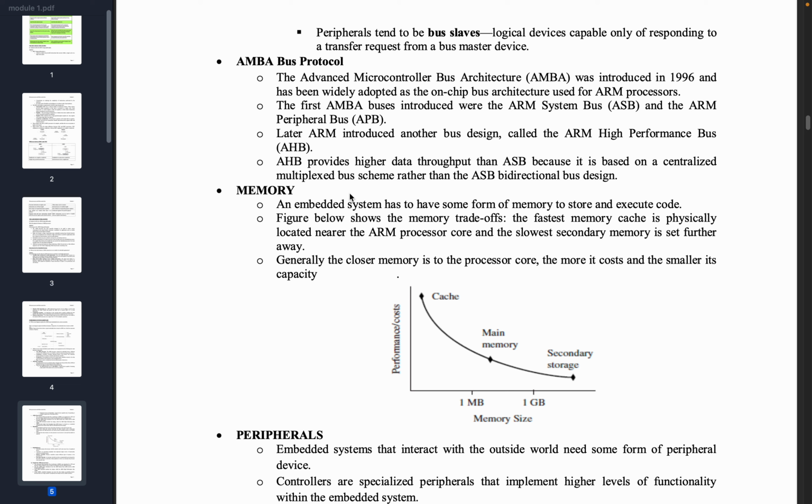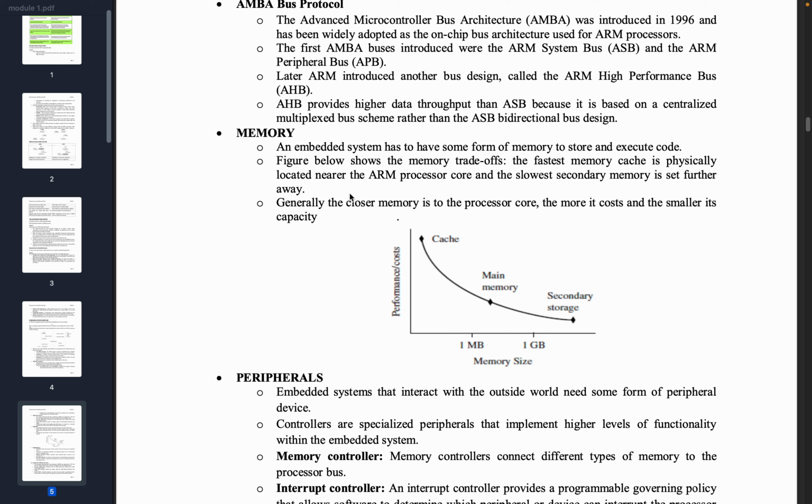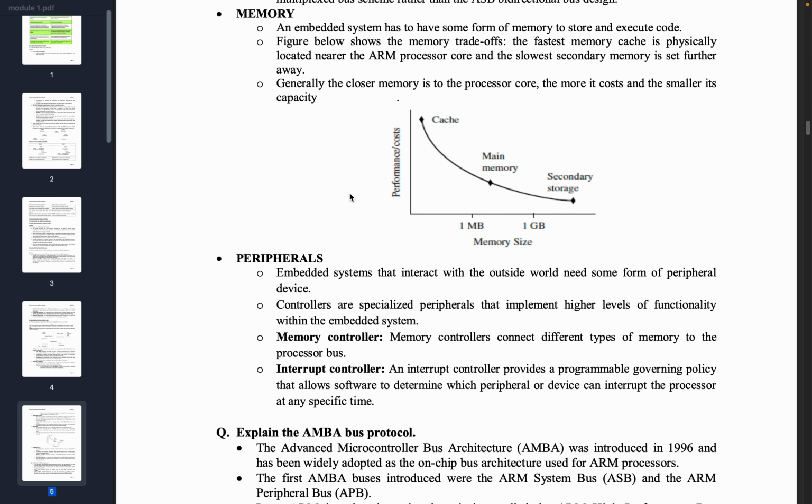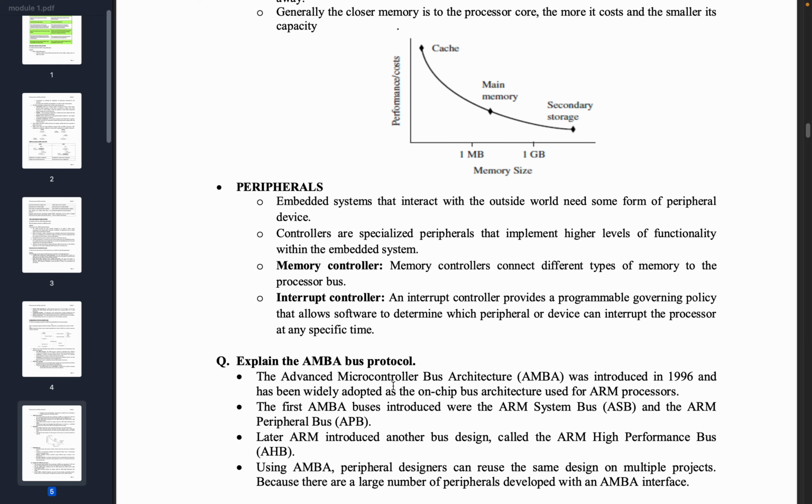Peripherals: an embedded system interacts with the outside world, so it needs peripheral devices. The controllers are specialized peripherals that implement a high level of functionality within the embedded system. We also have to consider memory control and interrupt control. The memory controller connects different types of memory to the processor bus. The interrupt controller is a programmable governing policy that allows software to determine which peripheral devices can interrupt the processor at any specific time. That is the peripherals. So this is about hardware.